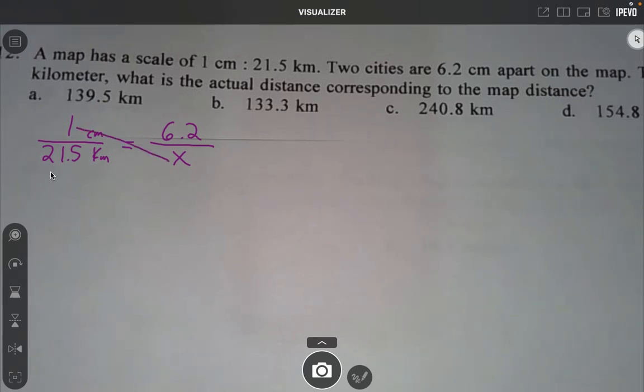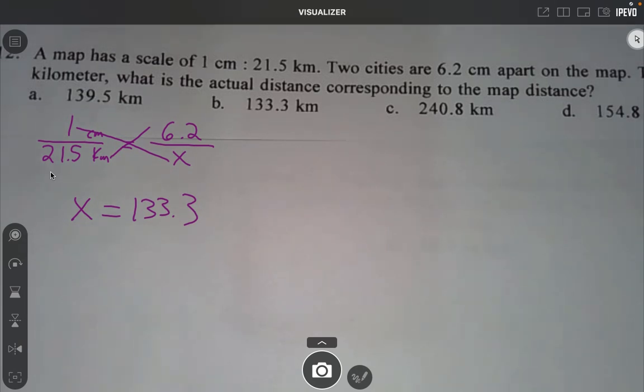So what's 1 times x? 1x, there we go. What is 6.2 times 21.5? That is 133.3. There you go. It's B.